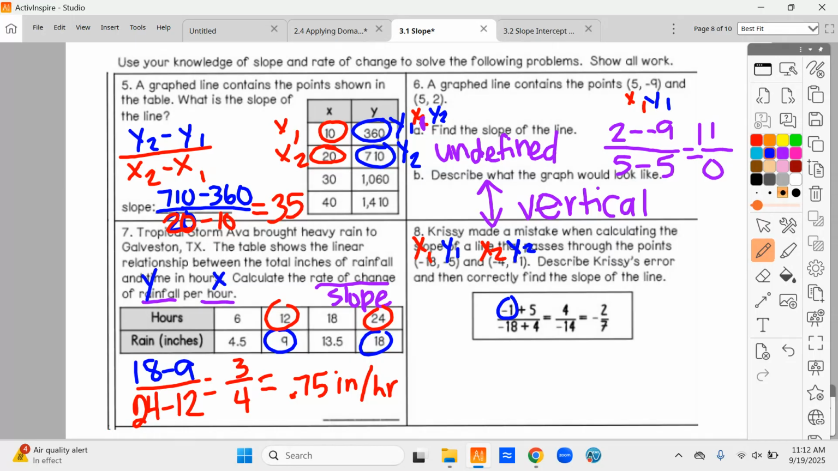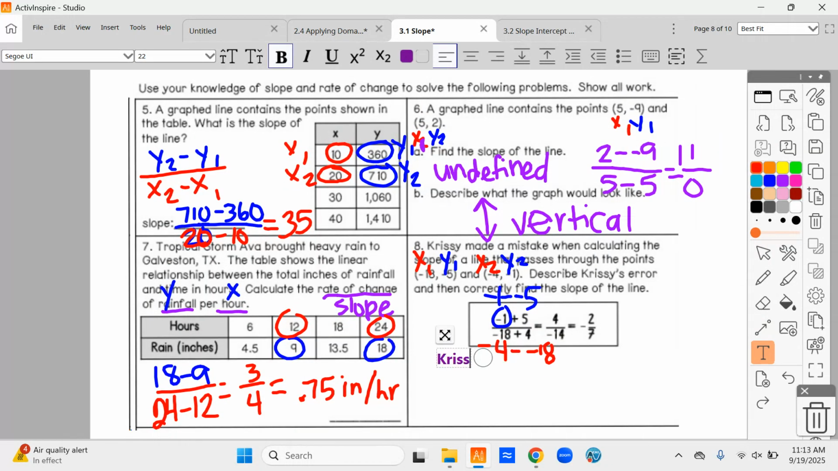Okay? So she would be doing negative 1 minus negative 5. Now, she writes plus, but that's okay because minus and negative would be adding. And then you may notice her mistake. She should have negative 4 minus negative 18, but she accidentally flipped these terms. So she accidentally did x1 minus x2 on the bottom. So I would say Chrissy flipped the x2 and x1 in the denominator.